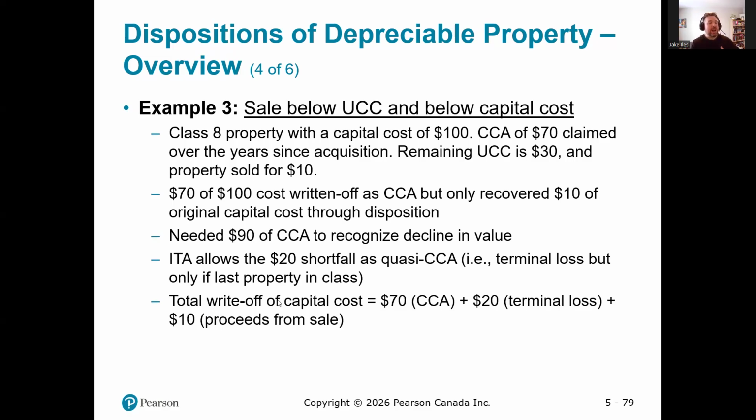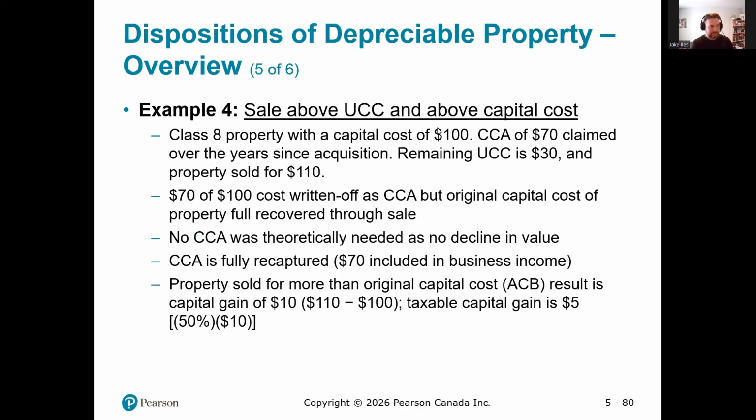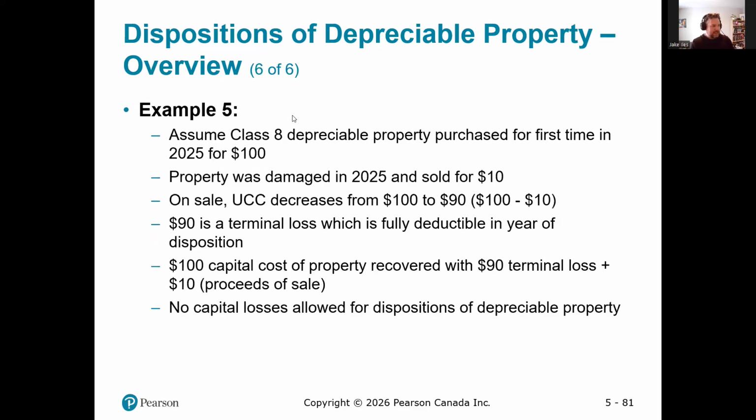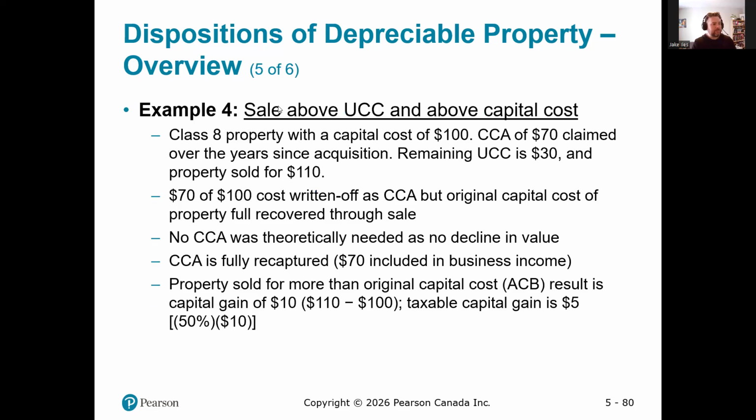So the total write-off will be $70 from capital cost plus $20 from terminal loss. That recognizes the $90 of value decline, and we got back the $10 proceeds of sale. So these things add back up to our original capital cost of $100. Last example. Oh, no, there's one more. So sale, I think that might just continue on with this.